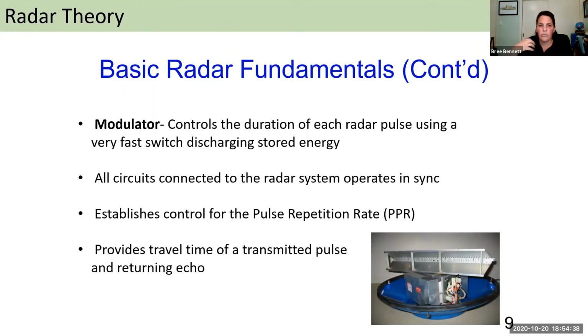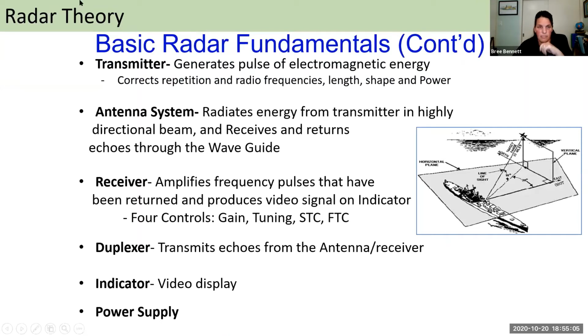So the modulator was kind of that ruler of time, right? It controls the time for each pulse going out and synchronizes everything so it all works together. It establishes that pulse repetition rate of how fast it's going to go out and come back. So when you think modulator, think time. It's the ruler of time.